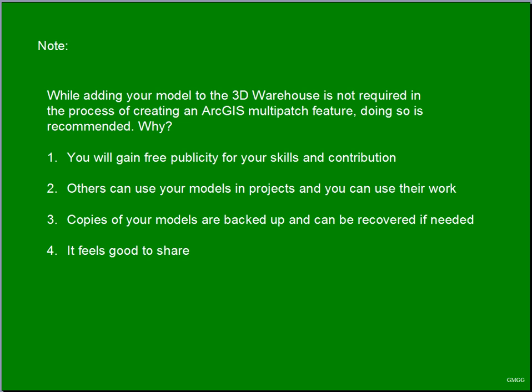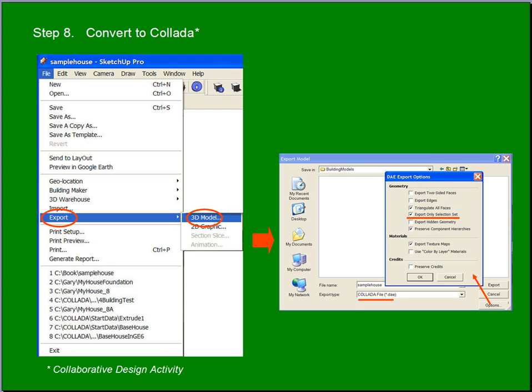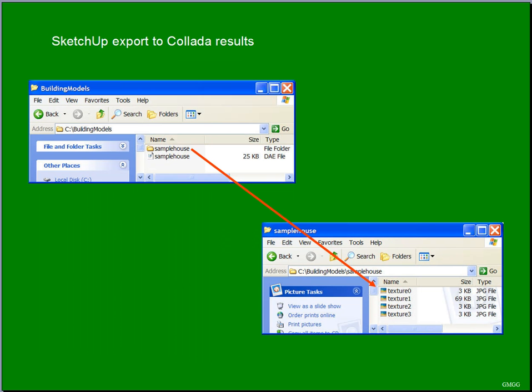But let's go ahead and move the model to Collada so that we can begin to get it into the GIS environment. So we're going to use the export option for a 3D model under the File drop-down menu in SketchUp. Make sure that we've selected Collada as the file format. And the results will be a file named with a .dae extension and a folder that holds the textures.